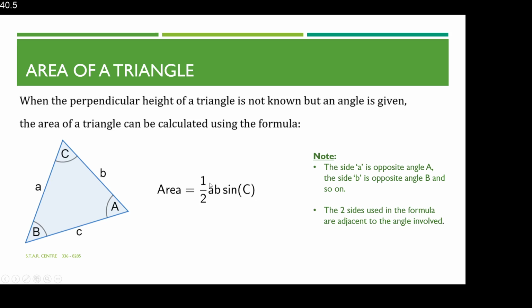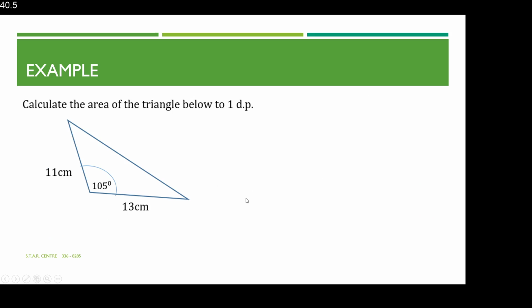And also for this formula, the angle that is given, the two sides that are involved in the formula are the two sides that are adjacent to that angle. That means the two sides that are touching the angle. So if we have sine C, this is the angle that's given. The two sides that are touching that angle here would be a and b. So in any formula for area of a triangle using this, we would have the two sides that are adjacent to the angle that is given.